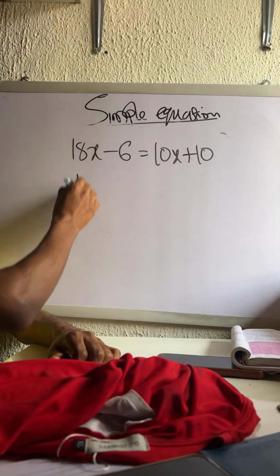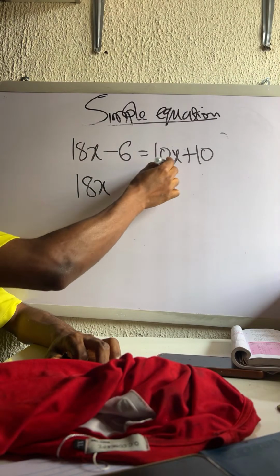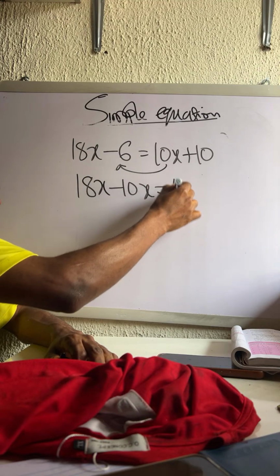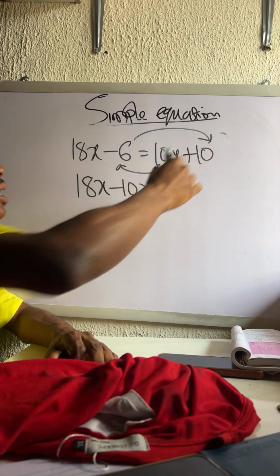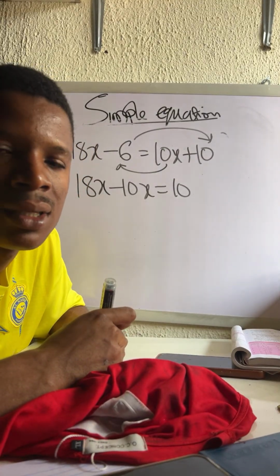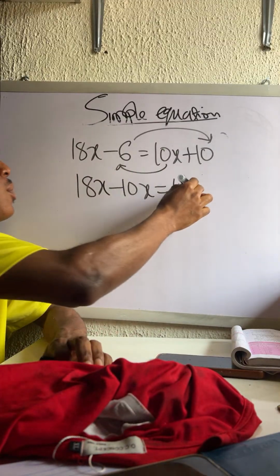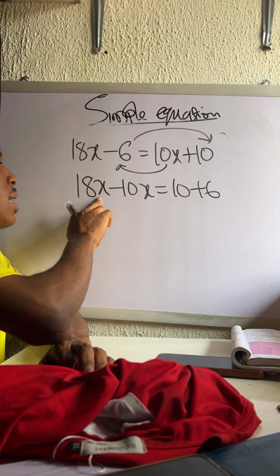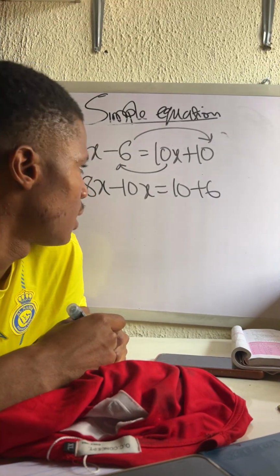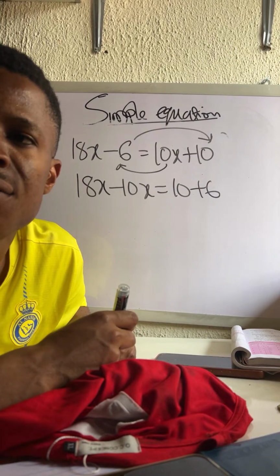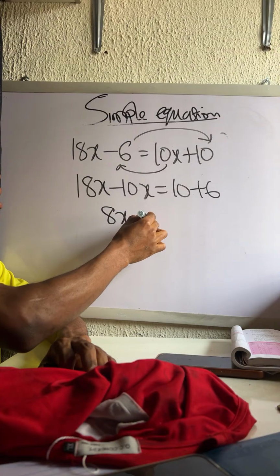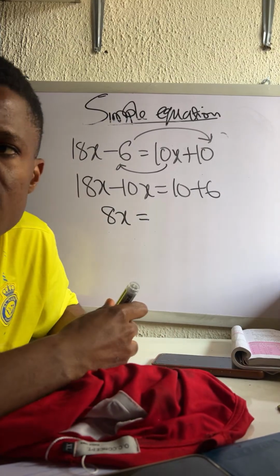So when you have this, you have 18x, you subtract 10x, minus 10x is equal to 10. Minus 6 is crossing the equality sign, and once minus 6 crosses the equality sign, it becomes positive 6. So what is 18x minus 10x? Thank you for saying 2. 18x minus 10x is 8x, and that's equal to 10 plus 6.